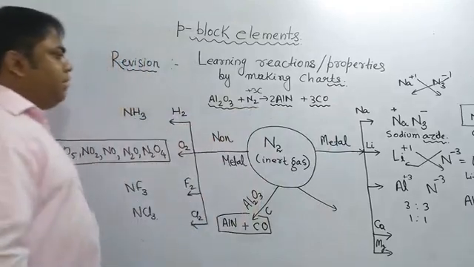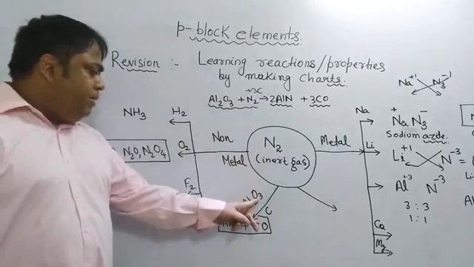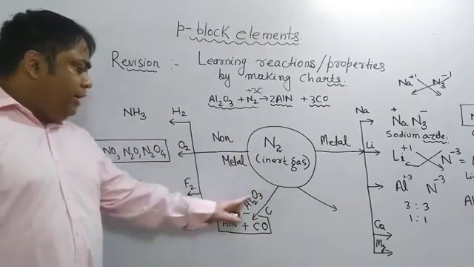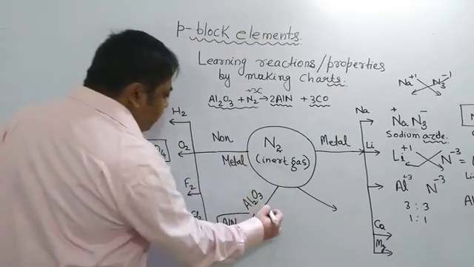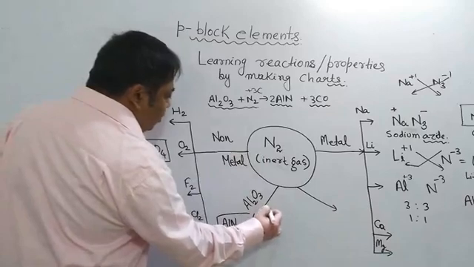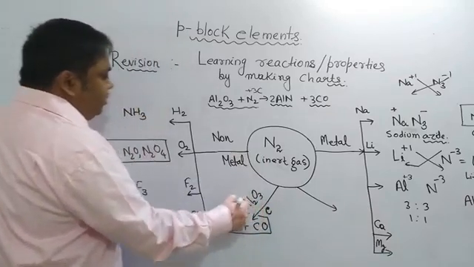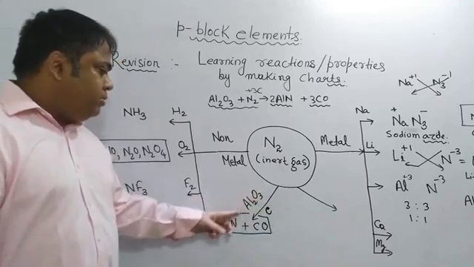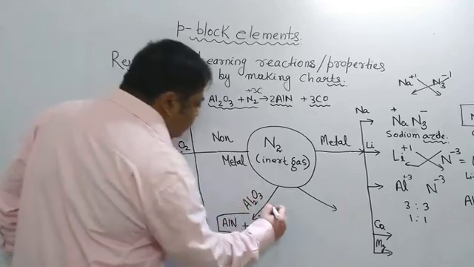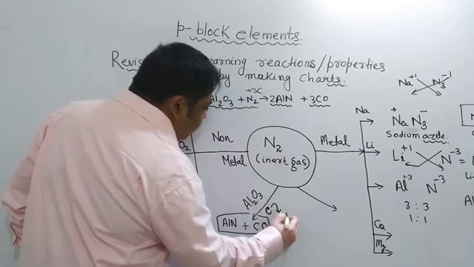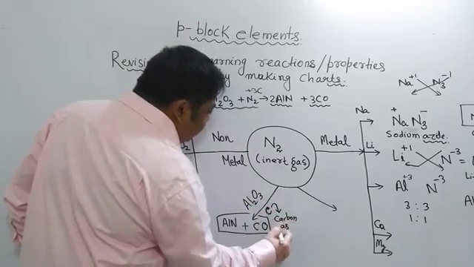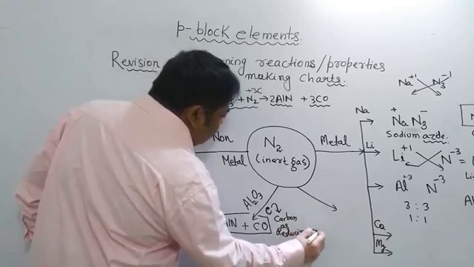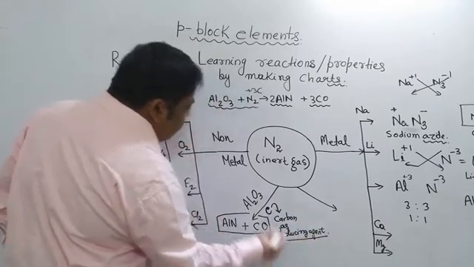But what you need to learn by heart is that aluminum oxide or alumina reacts with nitrogen not alone but in presence of carbon, because the affinity of oxygen with aluminum is very high. It will not reduce on its own. For this, carbon is required as a reducing agent. Carbon here acts as a reducing agent.